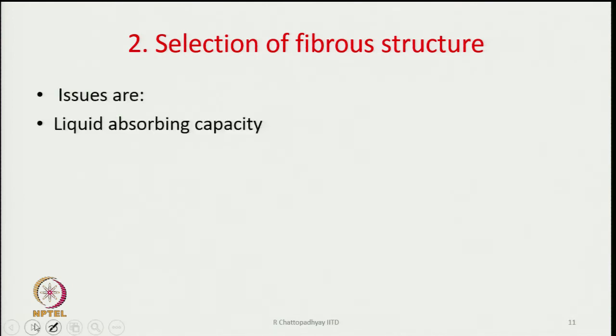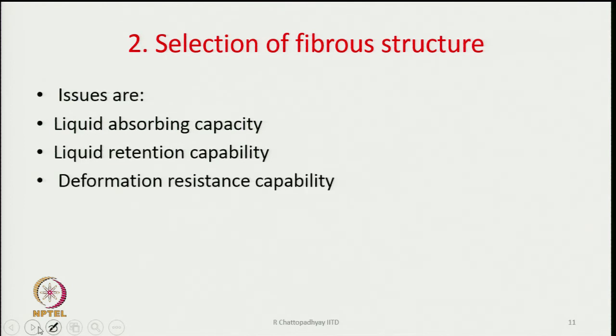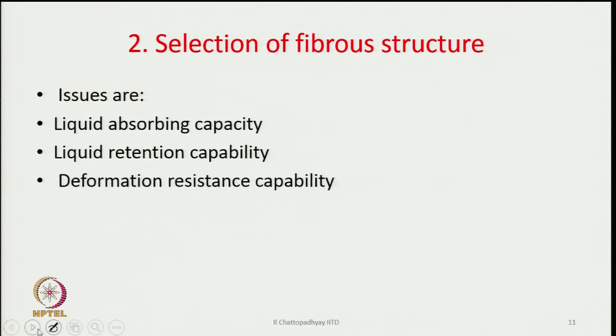As I was telling, yarn or woven fabric, knitted fabric, towel fabric or any other fabric for that matter, and non-woven fabrics, all of them are basically fibrous structures. So, which structure should we choose? We have to keep in mind the liquid absorption capacity of the structure, liquid retention capability of the structure, and deformation resistance capability. These are the 3 things we have to keep in mind while deciding the fibrous structure. Liquid absorption capacity.